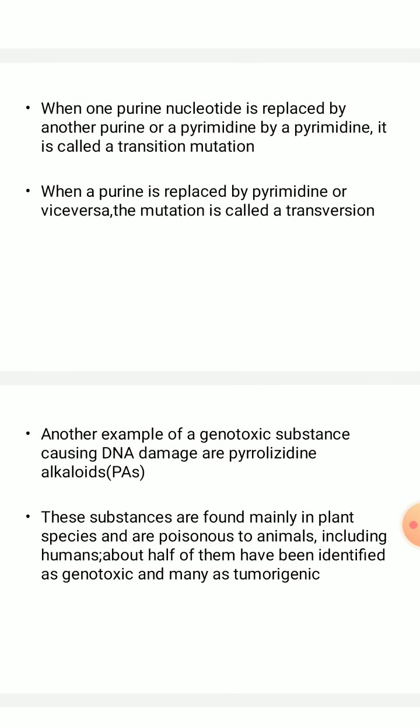Another example of genotoxic substances causing DNA damage is the pyrrolizidine alkaloids, PAs. These substances are found mainly in plant species and are poisonous to animals, including humans. About half of them have been identified as genotoxic and many as tumorigenic. So they have been found to be genotoxic and even tumorigenic.